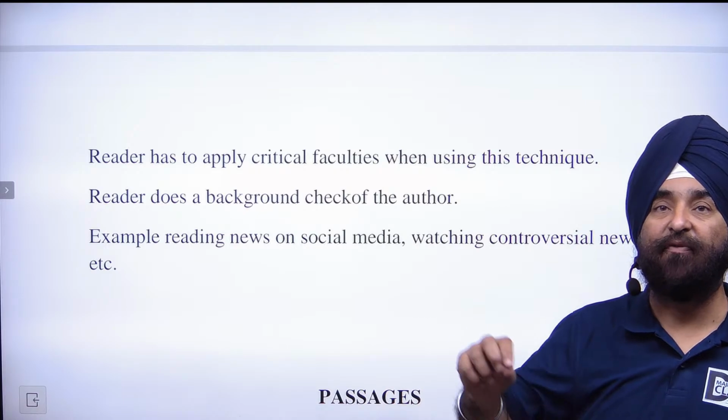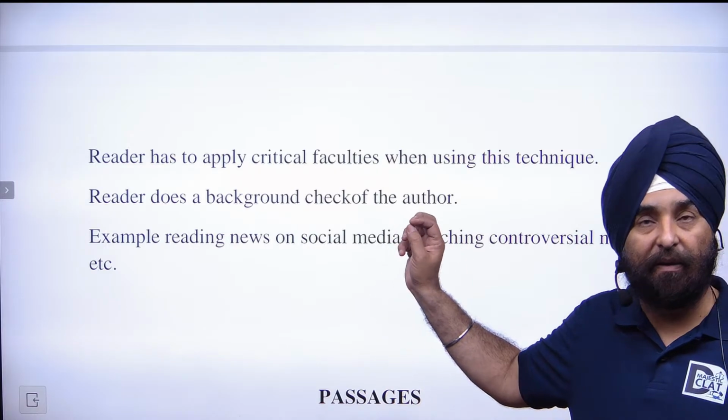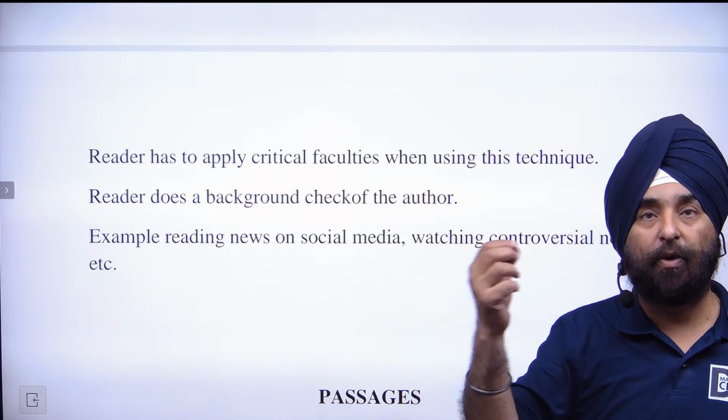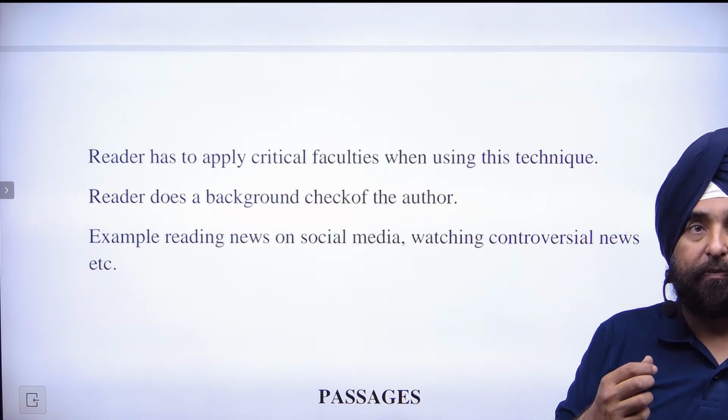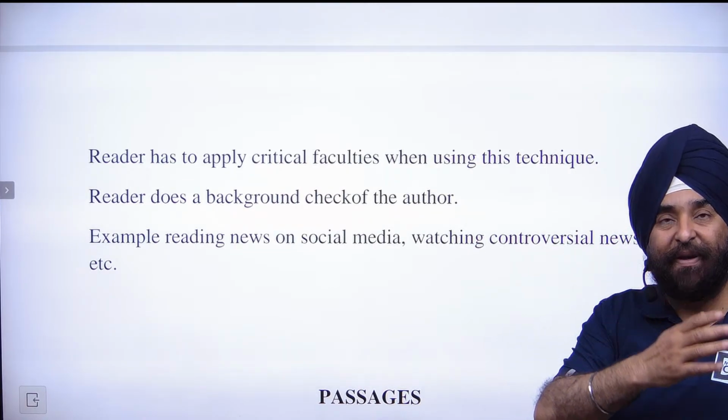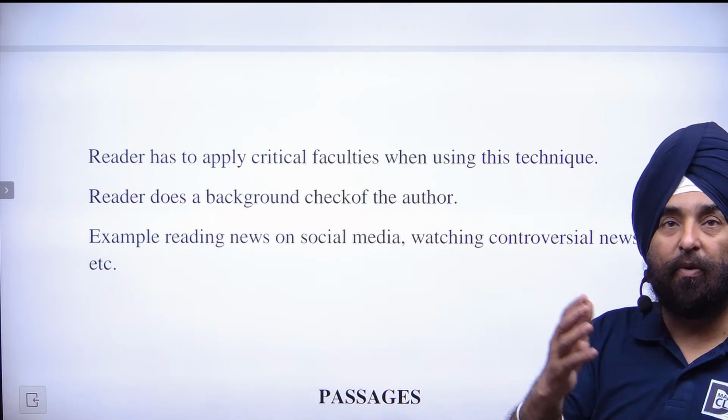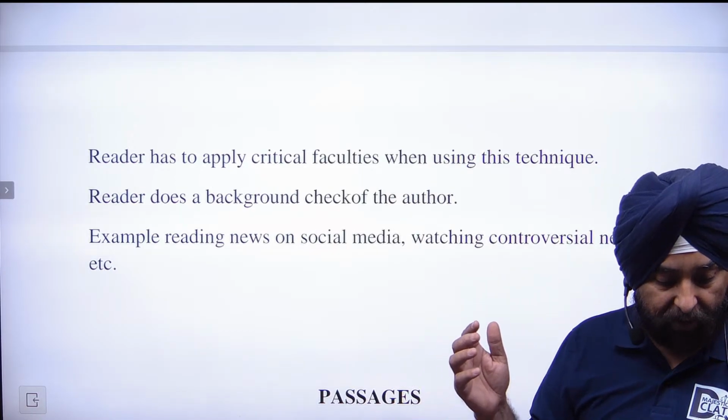Not everything that we may read may be genuine. It may not appeal to our minds. So when we are reading, we also do a background check of the author in this kind of reading.